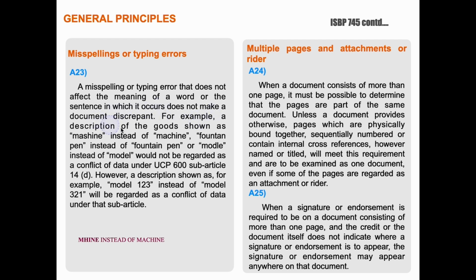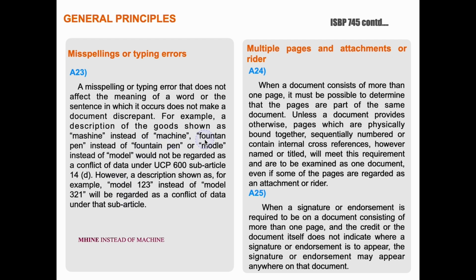For example, a description of the goods shown as "mashine" instead of "machine", "fountan pen" instead of "fountain pen", or "mosel" instead of "model" would not be regarded as a conflict of data under UCP 600 subarticle 14D, because as per subarticle 14D, for example, in one document it is mentioned as MASHINE. If it is mentioned as MACHINE in some other documents, then that is a discrepancy because it's a conflict of data. But for the small typo errors, that is not a conflict of data. However, a description shown as, for example, model 123 instead of model 321 will be regarded as a conflict of data under that subarticle, right?